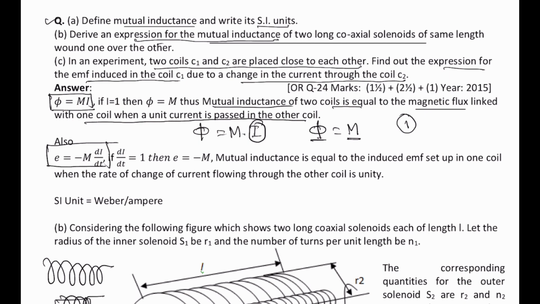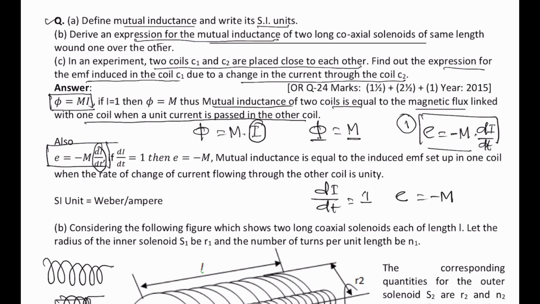From Faraday's laws of electromagnetic induction, we find that E equals minus M di by dt. Later we will explain the significance of the negative sign through Lenz's law. Let us use this expression E equals minus M di by dt to define mutual inductance. Here di by dt is the rate of change of current, the current change taking place per second. If we make it 1, then what will happen? E equals minus M, or in magnitude E equals M, correct?